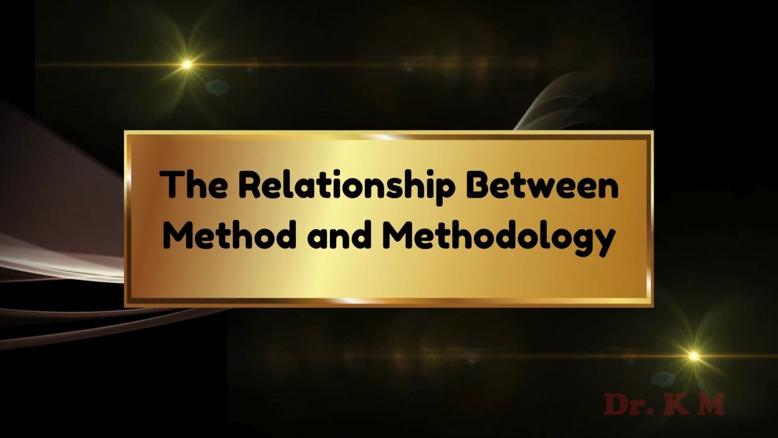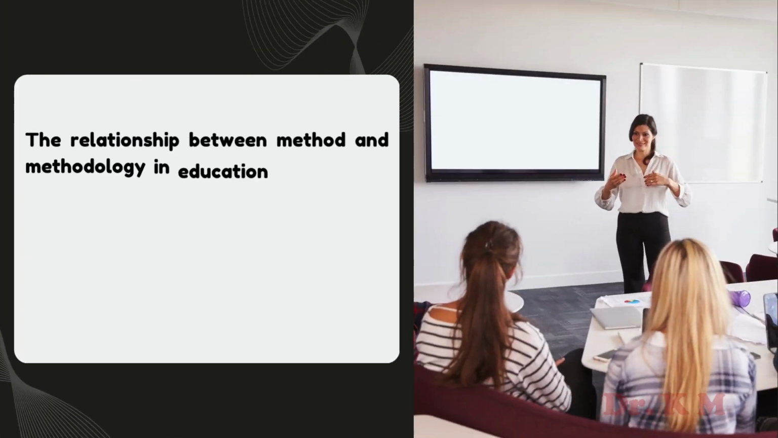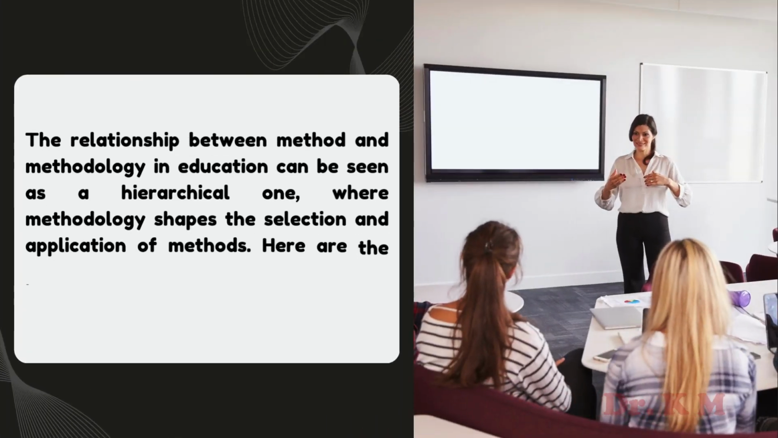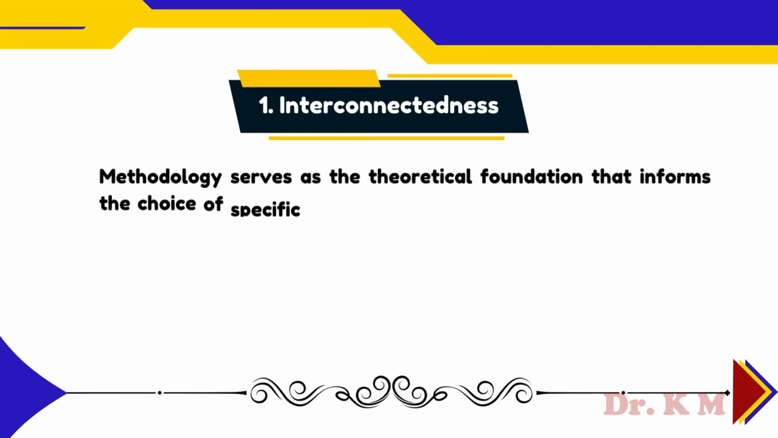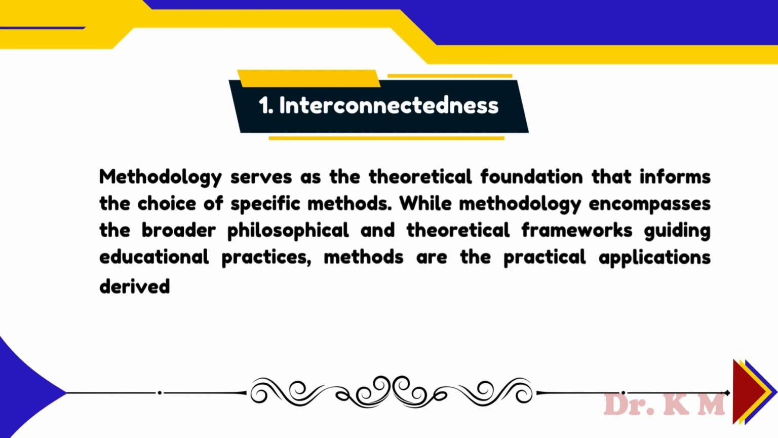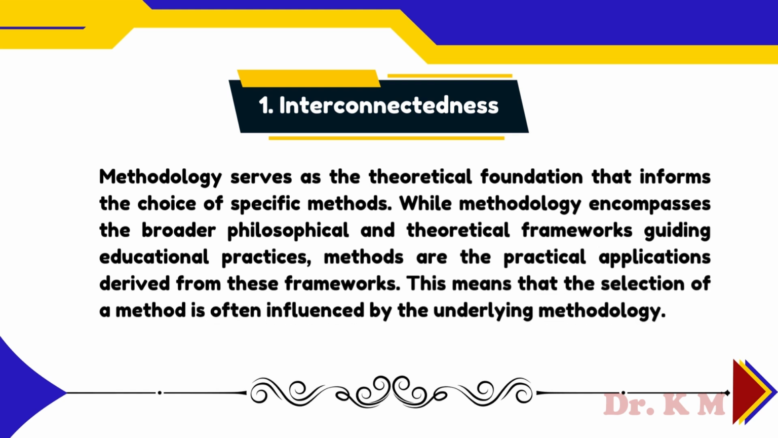Relationship between method and methodology. The relationship between method and methodology in education can be seen as a hierarchical one, where methodology shapes the selection and application of methods. Here are the key points that illustrate this relationship. 1. Interconnectedness. Methodology serves as the theoretical foundation that informs the choice of specific methods. While methodology encompasses the broader philosophical and theoretical frameworks guiding educational practices, methods are the practical applications derived from these frameworks. This means that the selection of a method is often influenced by the underlying methodology.